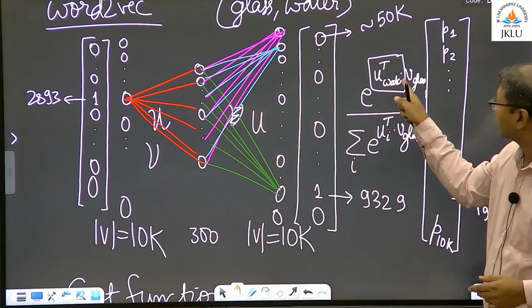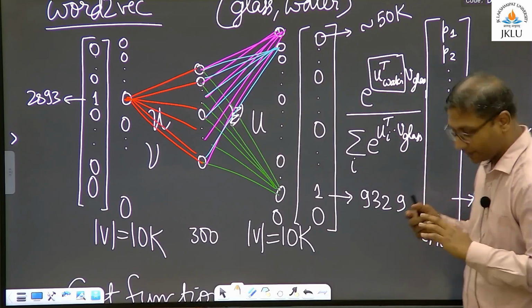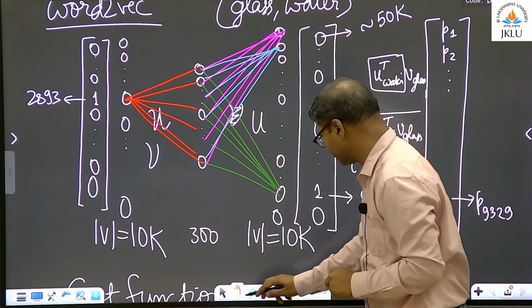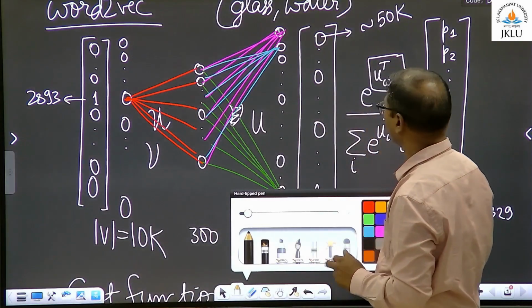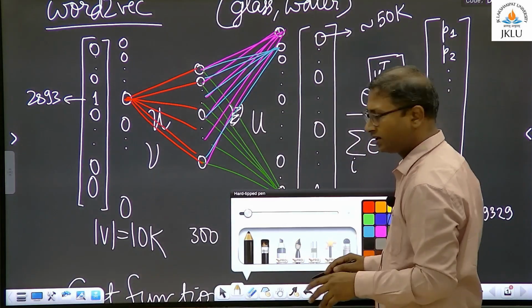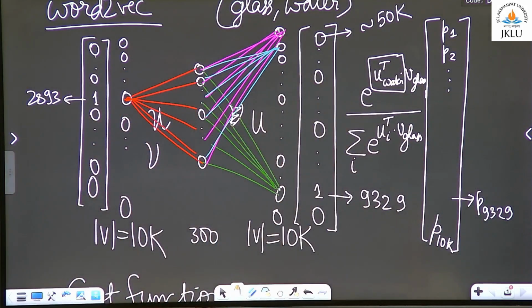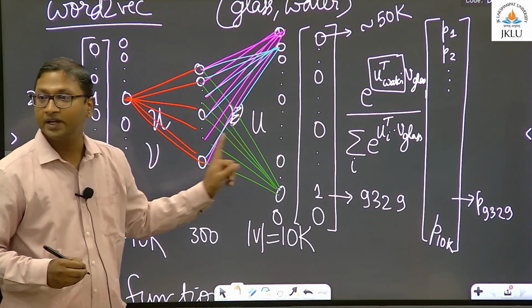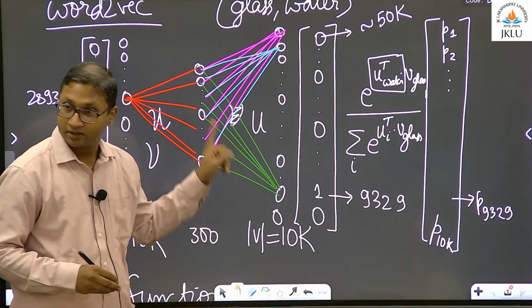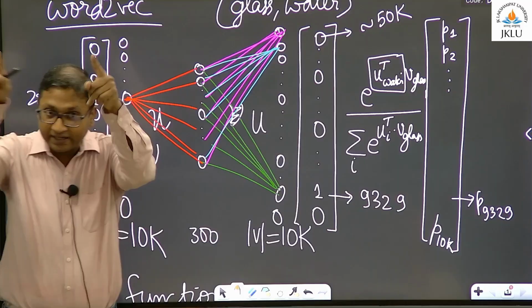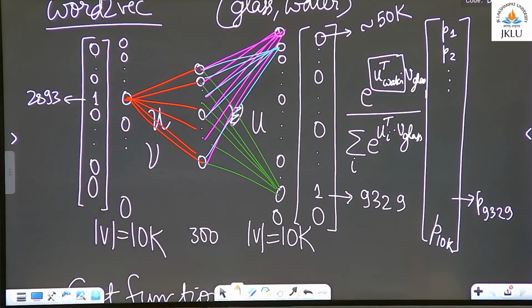So this is your U water. Where is your U water vector? The green one. How many numbers are there? 300. So these 300 numbers are your embedding for water.